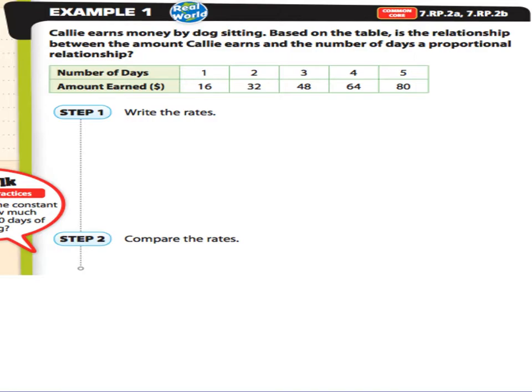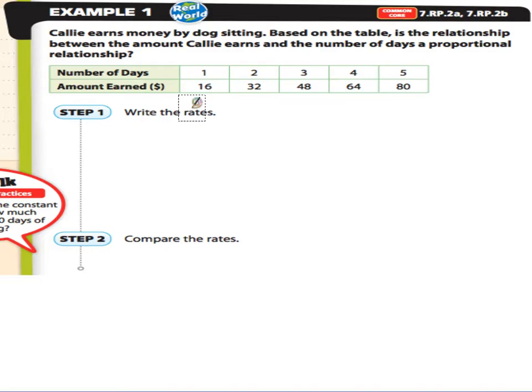All right, so here we have Callie who earns money by dog sitting. Based on the table, we want to find out if the relationship between the amount she earns and the number of days is proportional or not. So first we're going to write down each of the rates. To do that, we have to take the columns and write them together.